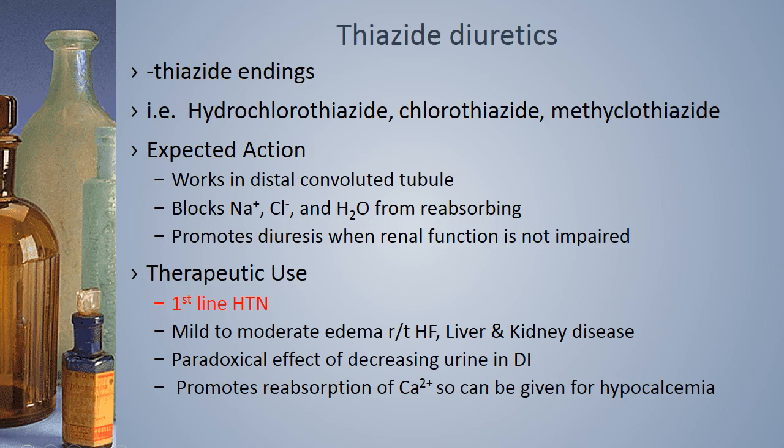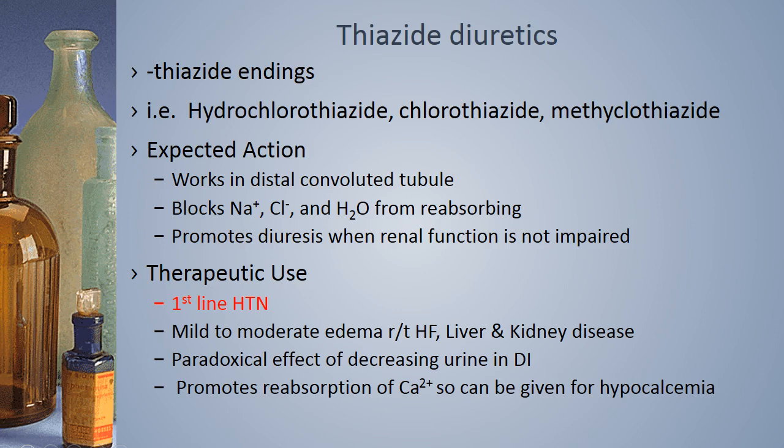Your thiazide diuretics, so those are going to be medicines that end in thiazide for the most part. There are a couple of other thiazide diuretics that do not end in thiazide, but for the most part, if it's thiazide, it's going to be a thiazide. Hydrochlorothiazide, chlorothiazide, methyclothiazide. These work in the distal convoluted tubule, and they block sodium, chloride, and water from reabsorbing and promote potassium excretion, and they promote diuresis when you do not have an impairment in the renal function.